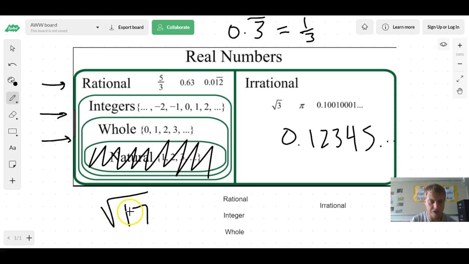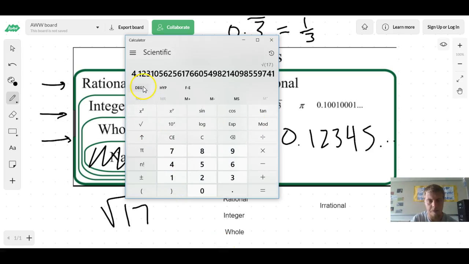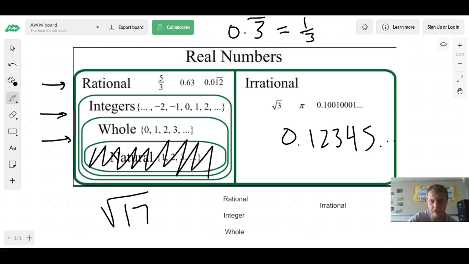Okay, the square root of 17. It's not a whole number. It's not an integer. It's not rational because when you check out the square root of 17, and a lot of times I like to do this on my calculator just to see, we can see this is a number that does not repeat and does not stop. So this would fit our irrational category because it's a decimal that doesn't repeat and doesn't stop. Let's try another one.